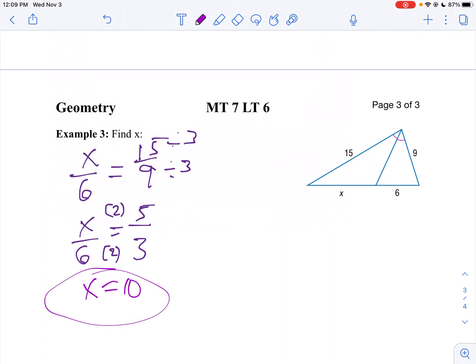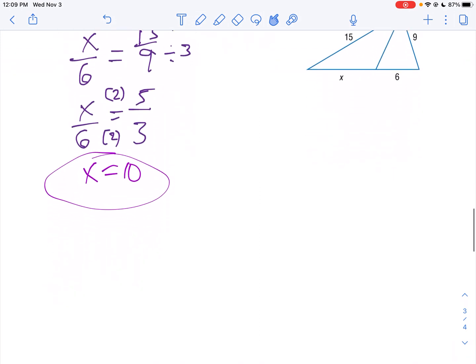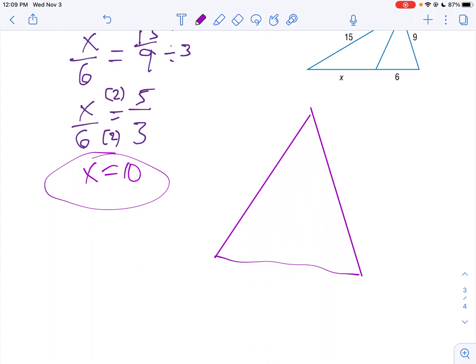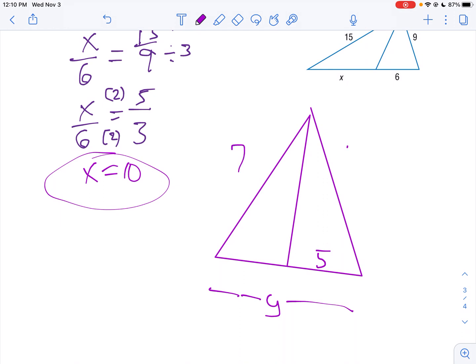You can solve that in a number of different ways. Now, be careful. Sometimes, let me make up a different problem here. Let's say we have an angle bisector. And let's say, instead of giving you the length of one side, let's say I say this whole length along the bottom is y. And let's say this is 5. And then I'll say my other two sides will say, I'll go 7 and 4.